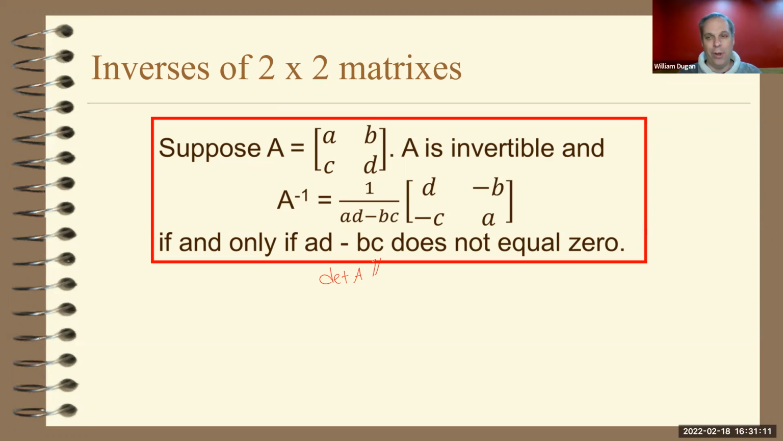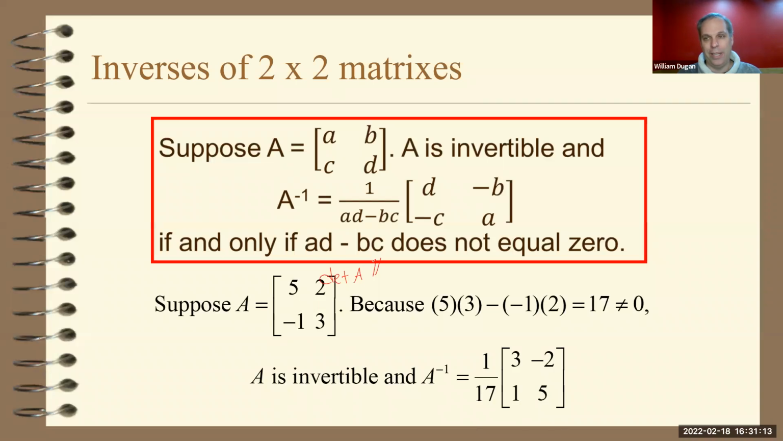Before I do that, let's just use it real quick. Suppose you have this matrix. Notice that if you take the determinant, that'd be 5 times 3 minus -1 times 2. That's 17. The most important thing is just not 0. The minute it's not 0, that means that the matrix is invertible. And by just using the formula, notice you take the entries on the main diagonal and you flip them.